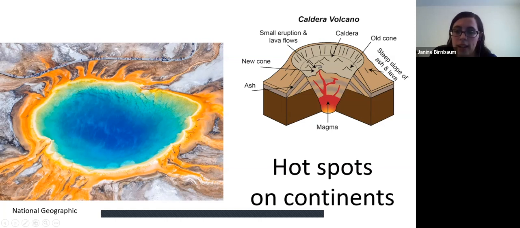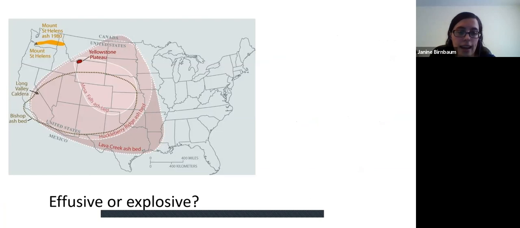And so the question I have for you is, do caldera type volcanoes, where we've evacuated this huge amount of material, are they explosive or effusive? And I'll give you this diagram to look at while you ponder that question.